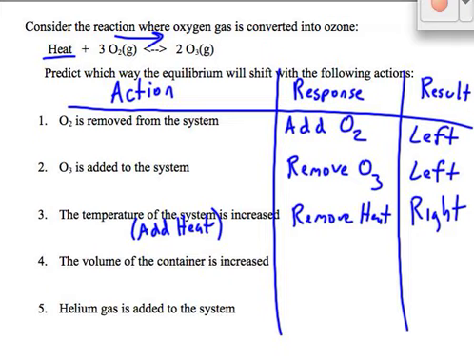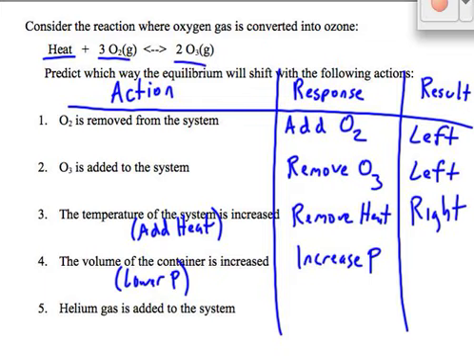All right, this next one might throw you off. And the reason is volume isn't really a valid stress in this case. What is increasing the volume of the container going to do? And this is simplifying a little bit, but basically increasing the volume is going to lower the pressure overall. And so if we lower the pressure, the response is going to be to increase the pressure. And so then we look at our stuff and say, okay, which direction is going to increase our pressure? Is it going to be producing more O2 or producing more O3?